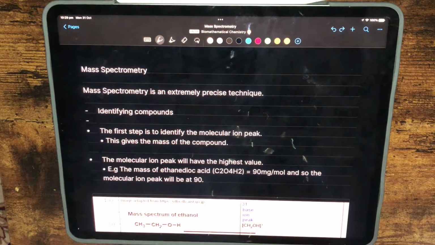Alright, welcome to the AQA AS chemistry video. Today we're going to be doing mass spectrometry.